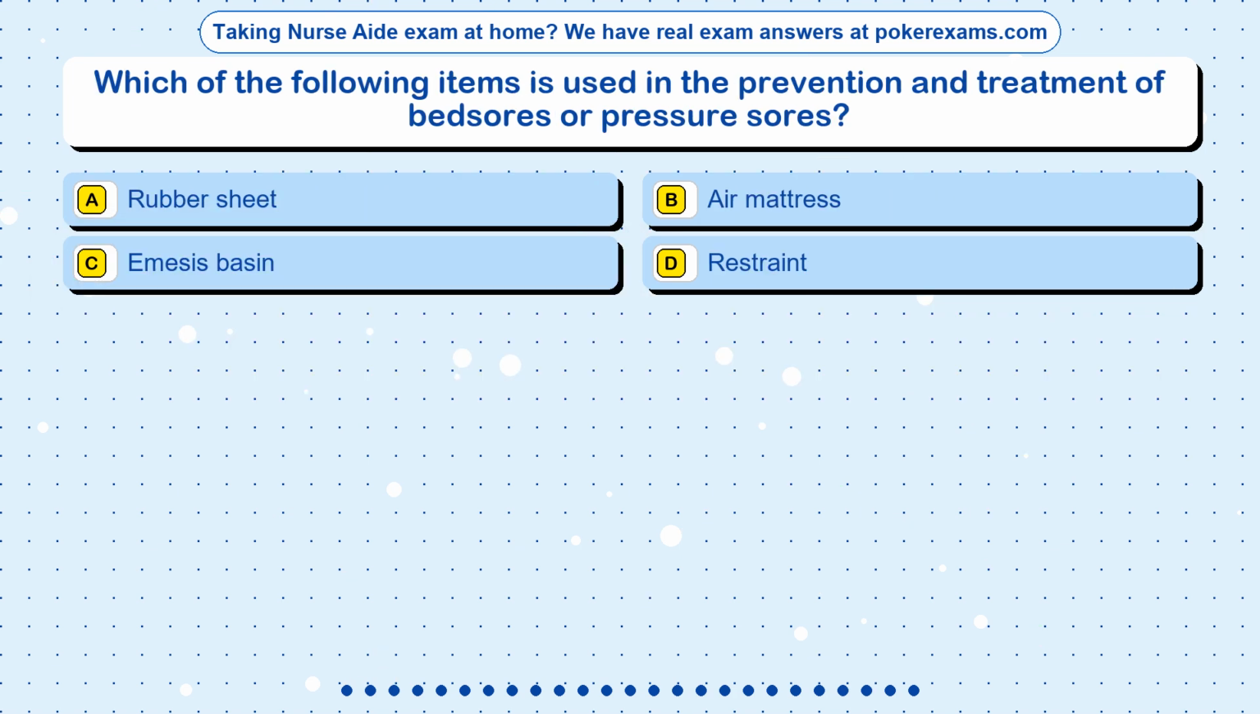Question 8. Which of the following items is used in the prevention and treatment of bed sores or pressure sores? Option A. Rubber sheet. Option B. Air mattress. Option C. Emesis basin. Option D. Restraint.